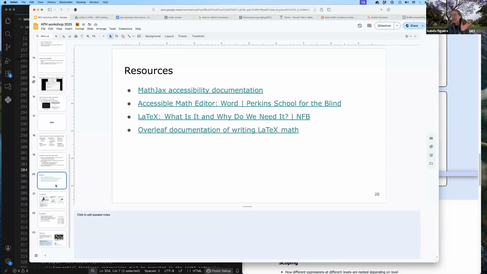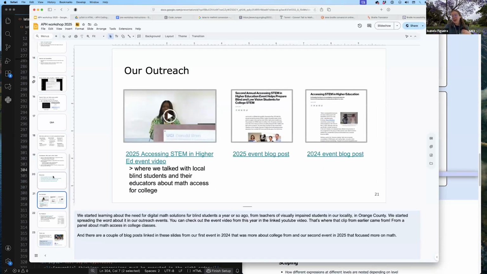On the slides, I have some resources just about what is LaTeX, what is MathJax. Feel free to check them out. I've also put a couple of slides about our outreach from my lab at UC Irvine. The past 2 years, we've put on an Accessing STEM in Higher Education event for local blind and low vision students and their TVIs and other assistive technology specialists and anybody local to us to come in person. And we also do hybrid, so we have people join via Zoom.